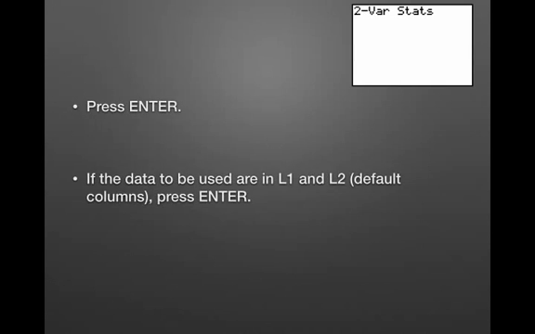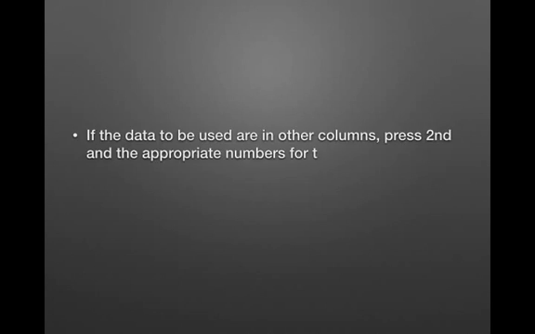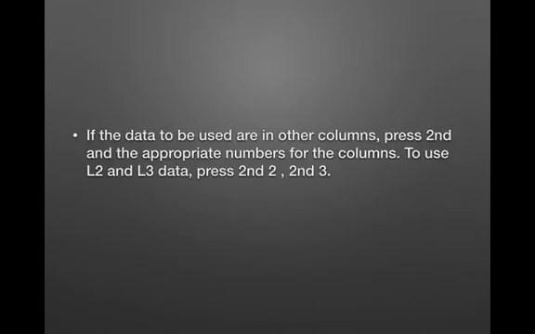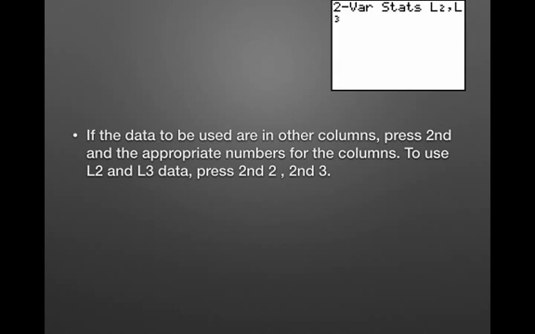If the data that you want to use is L1 and L2, that's usually the default, but I found that some people like to just punch it in anyway. After you hit two var stats, you hit second 1, comma, second 2, and you'll see L1 comma L2 show up on your calculator. Now, if you want to use list 2 and 3, you just hit second L2, comma, second L3, and it'll run two variable stats.